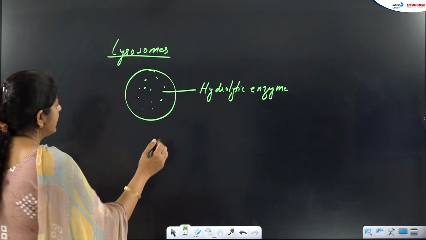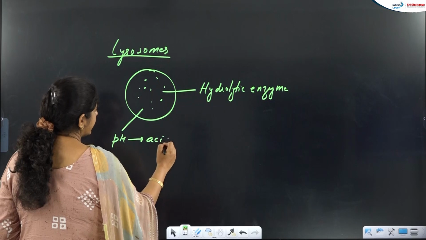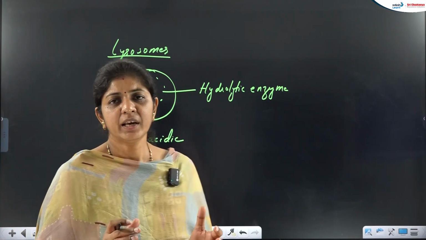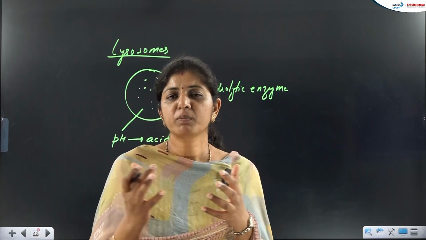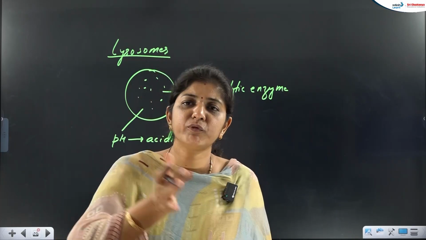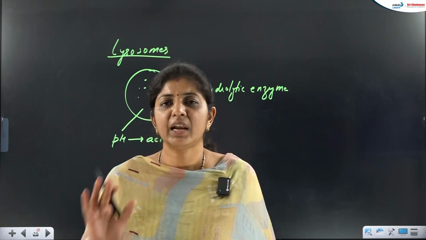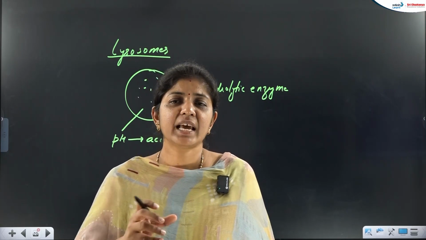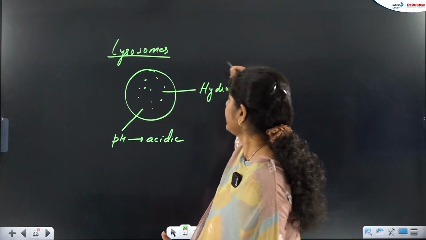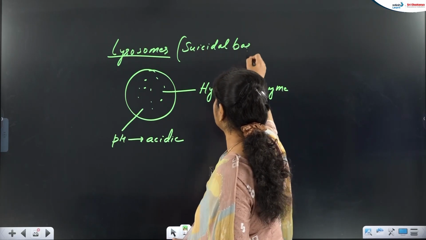But the condition is that they work in an acidic pH medium. Right? So whenever a cell organelle is not functional, the lysosome is going to cover it and digest it. Whatever is useful it gives to the cell, and the residue it throws out. This is the function of the lysosome. But once the cell is totally non-functional, then it will burst. Then you call it what? Suicidal bags of the cell.